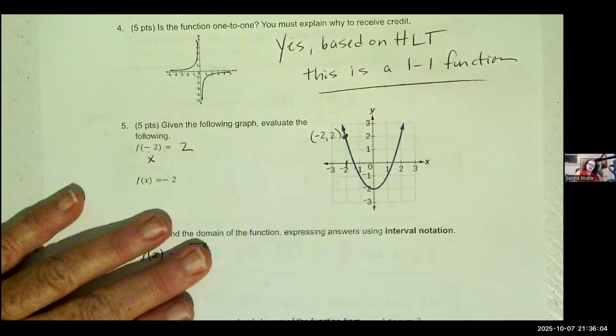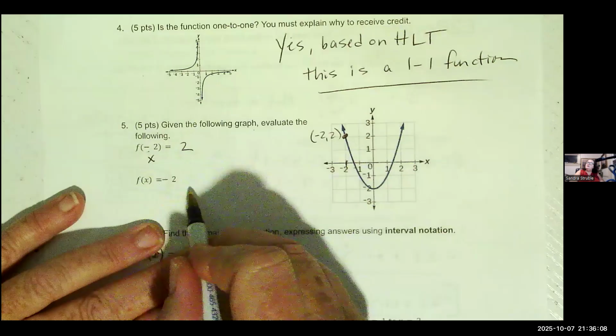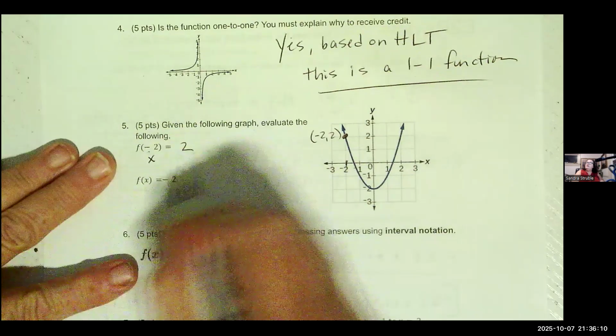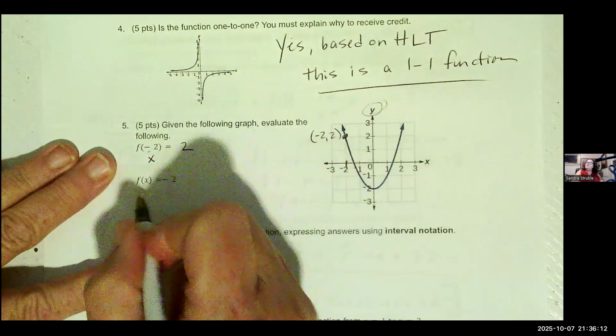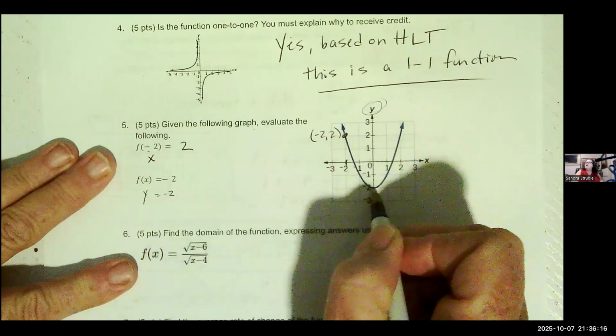All right. Looking at f of x is equal to -2. This is the same thing as y. Remember, f of x is y. So when y is -2, find that. y is -2 down here.